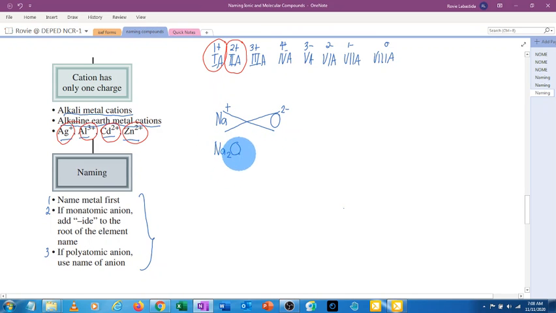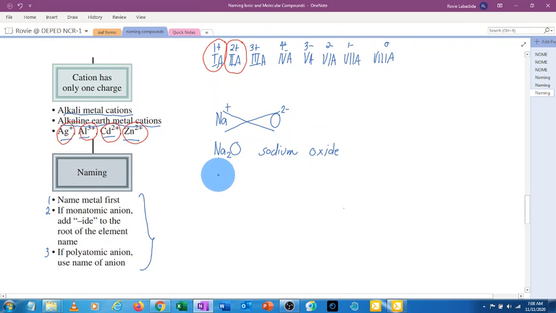Now, let us name this compound following these rules. So, name the metal first. So, the name of the metal is sodium. And then, if monoatomic anion, we have a monoatomic anion here. So, add IDE to the root term of the element. So, the root term of the element is this, and then let's add IDE. So, the name for this compound is sodium oxide. There you go.